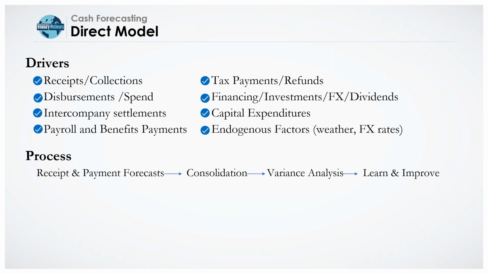So in the direct model, just some of the inputs, and these are things that you all need to make sure are included there, right? We say garbage in, garbage out. What are the drivers, right? We have receipts, collections, disbursements, intercompany settlements, payroll and benefits, tax payments, financing, capital expenditures, and then your exogenous factors. So a lot of these can be industry dependent. And so I guess I shouldn't say they're endogenous, because I don't think we can control the weather, but they're things that we need to take into consideration. We can't control FX rates either. I'd be rich.